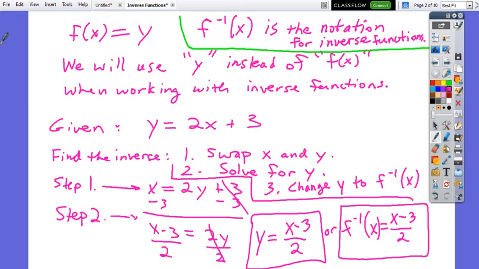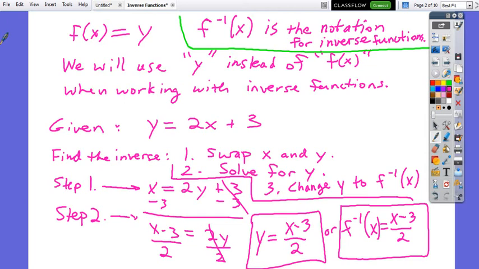So let's say we are given the function y equals 2x plus 3. If this had said f of x equals 2x plus 3, we would use y instead of f of x. Now, to find the inverse, we're basically going to follow 3 steps. Sometimes people include a 4th step. Sometimes you just think of it as 2 steps. I'm just going to think of it as 3 steps, and this is why. Number 1, once you have y instead of f of x, just swap the x and the y. Step 2, solve for that y value. Step 3, change the y that you just ended up with to f inverse of x, because we don't want there to be confusion at the end.